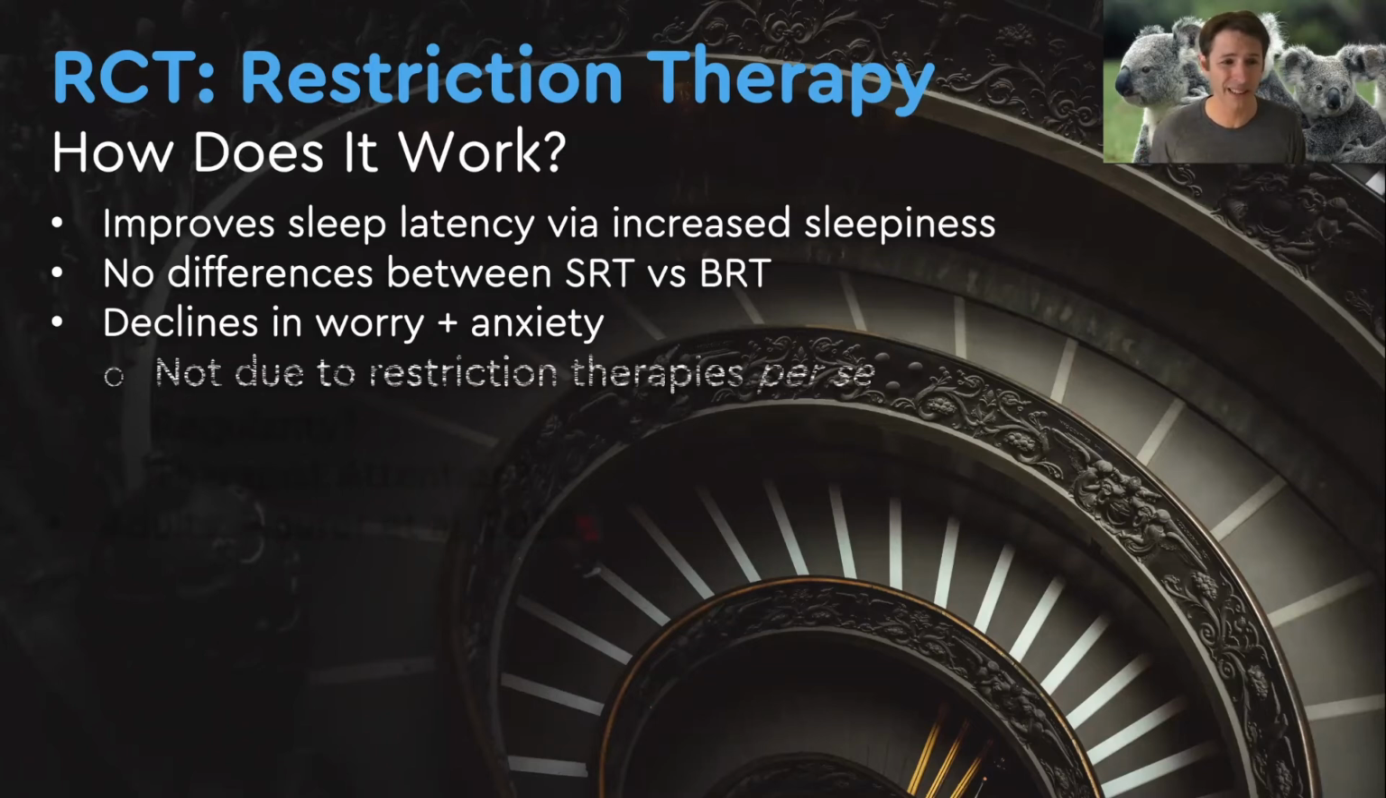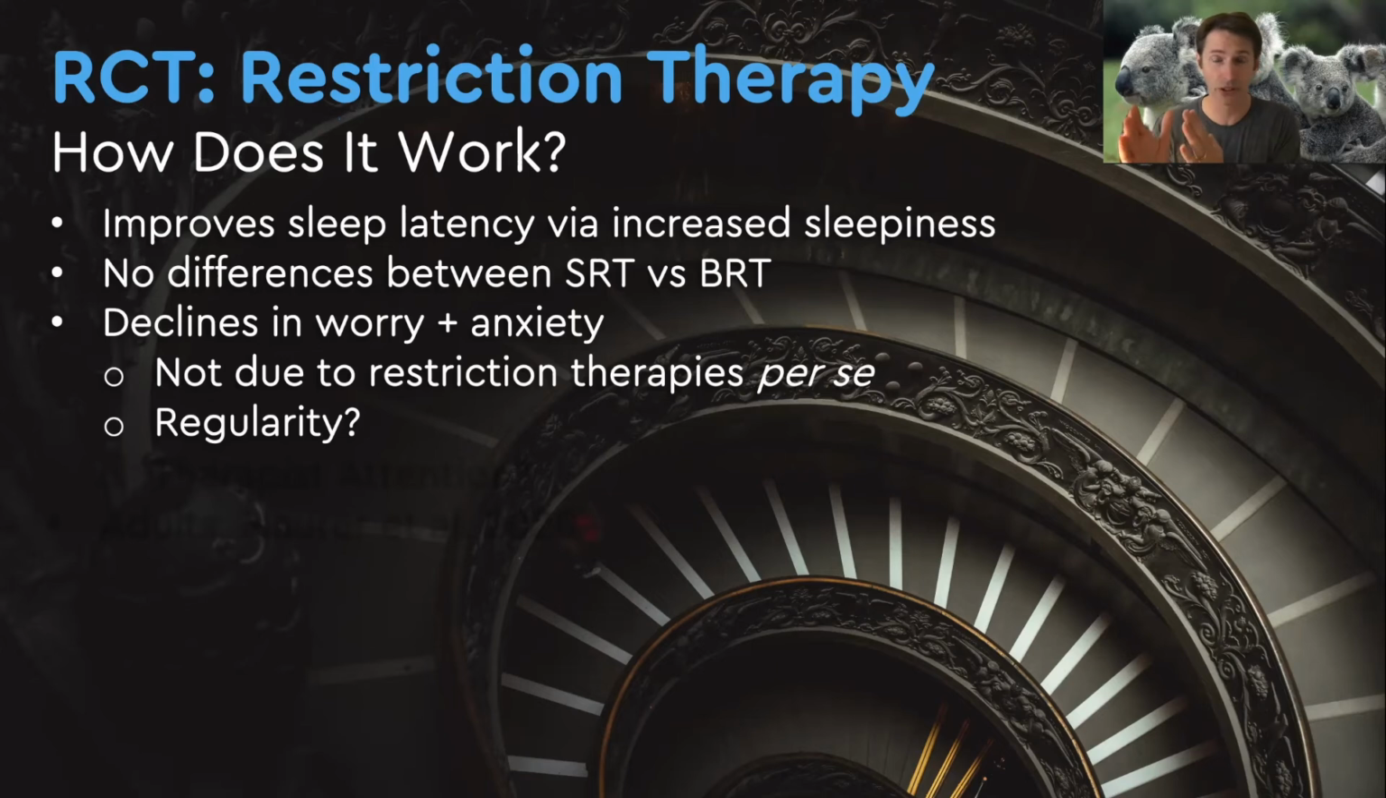So what is this really telling us? Well, it's not due to the restriction therapies per se. We can't really say that they're the explanation for why we're seeing these changes in worry and anxiety. So when we're looking at the common denominators between the control group and the restriction therapy groups, we have to think regularity was common across all of those three. When you're doing something like restriction therapy, whether it's sleep restriction therapy or bedtime restriction therapy, or just regularizing their bedtimes, you are setting set bedtimes across the week. So maybe there's something happening there when it comes to the regularity.